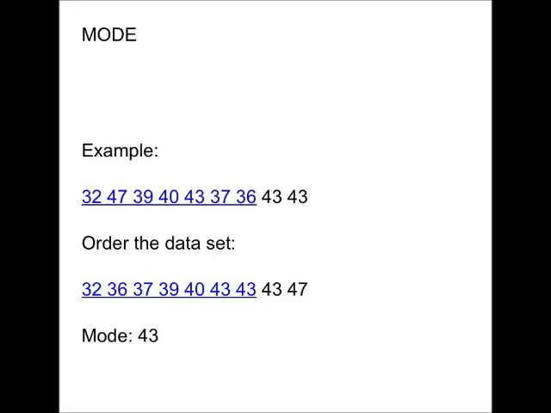Once again, the mode is the data entry that occurs with greatest frequency within the data set. As you'll notice, the number 43 is reoccurring. Once we count, we notice that 43 happens to show up 3 times. Therefore, the mode in this data set would be 43.